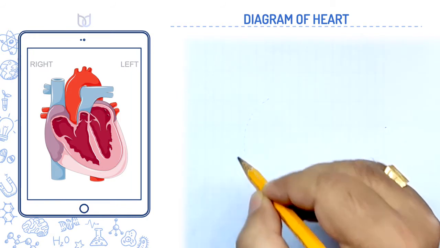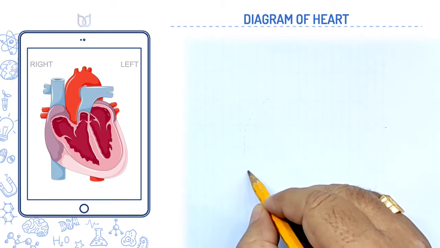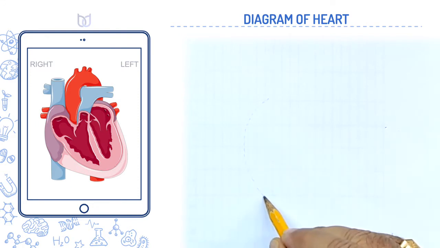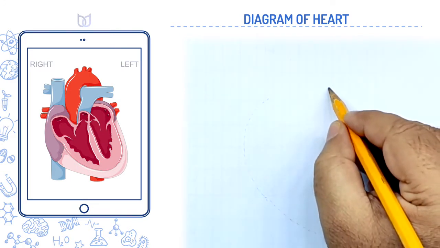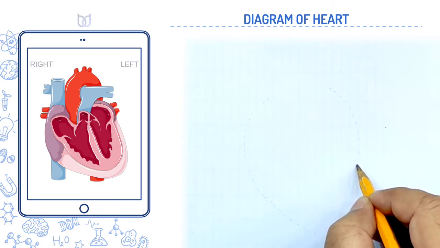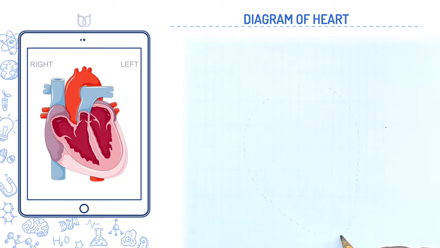Upper part broader, lower narrow. You must remember the shape of a mango, almost like this. So this is just the outline. Remember the upper broader part we are going to draw, auricular part, and lower is the ventricular part.